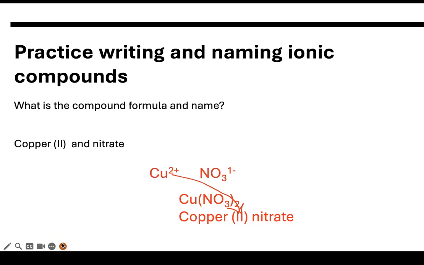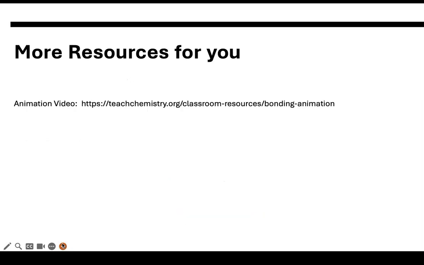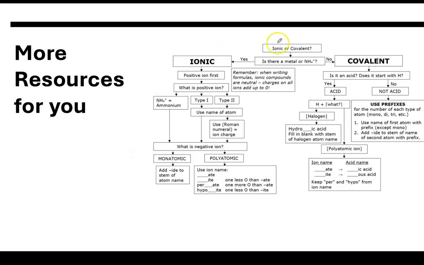So I hope this helps you as you're working on naming and writing ionic compounds. Here are a couple of resources for you. So here's a little animation for you. If you want to take a look at that, that may help. Here's a little chart that may help you. So as you're coming up to a compound, and we've only done ionic compounds, is there a metal or ammonium, which is also a polyatomic ion? And if there is, then it is an ionic compound. Our positive ion always goes first, which is our metal, or it could be ammonium.